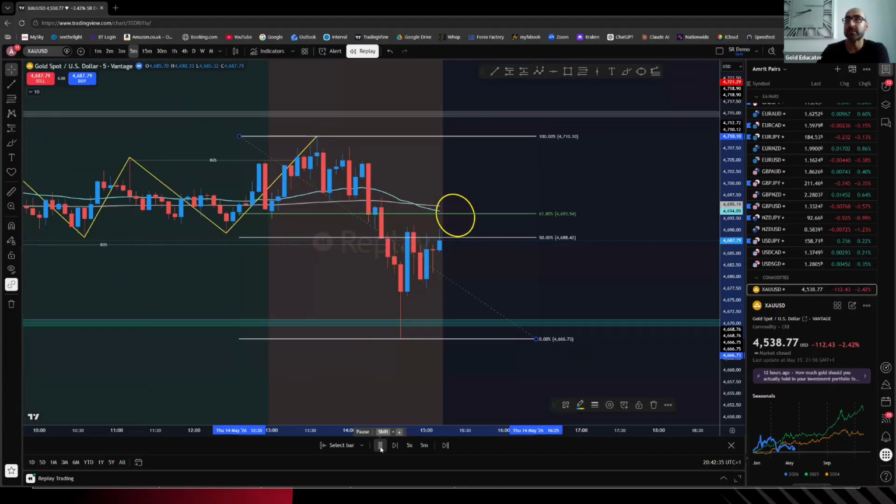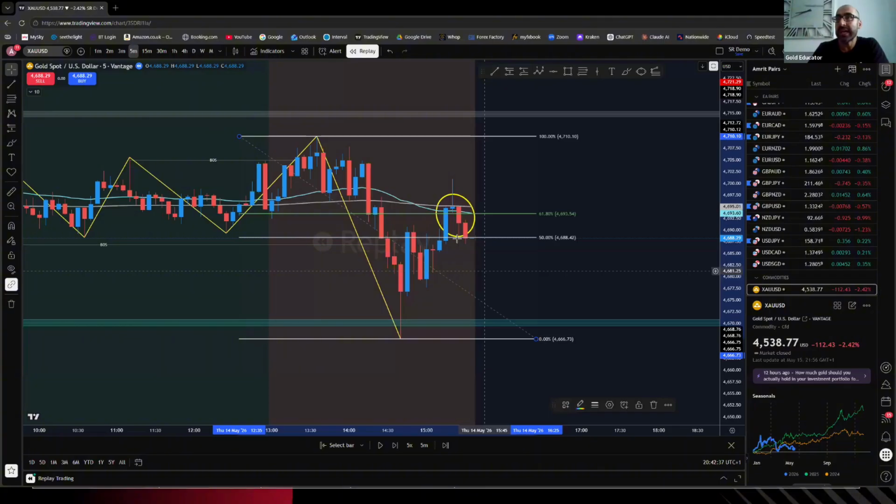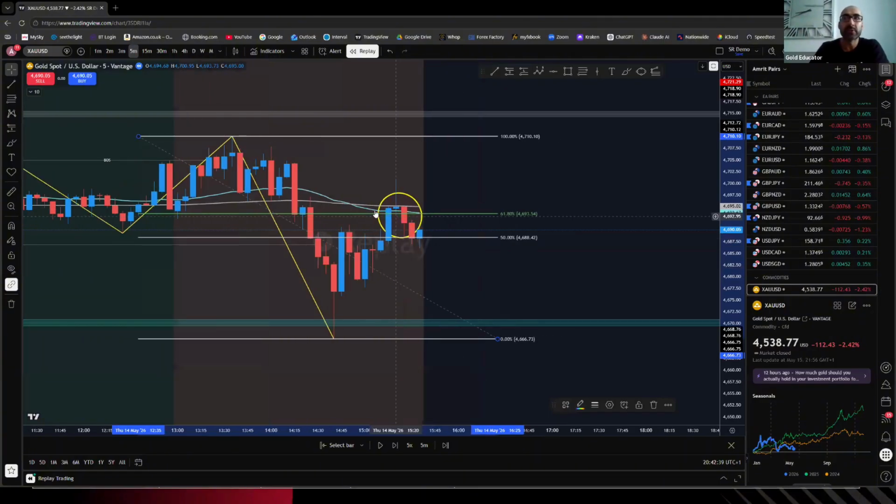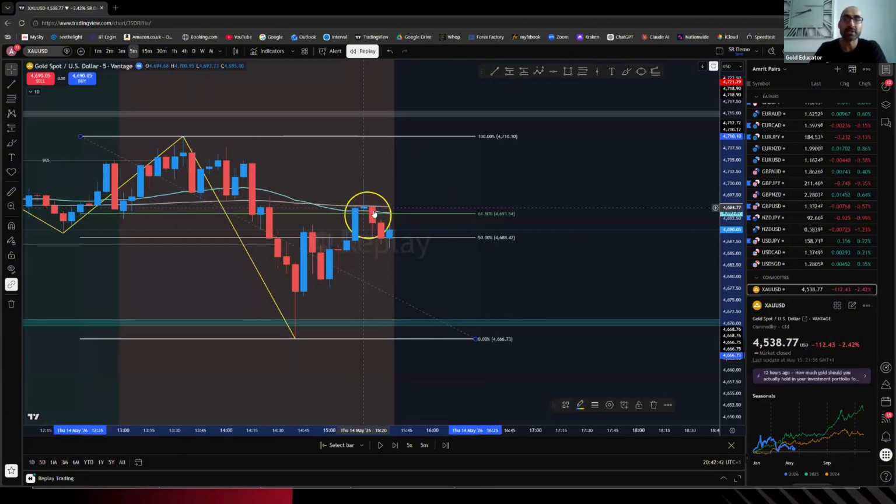Let's see. So at this particular point, this engulfing candlestick pattern, I don't like that much because it's a very, very small candle body there. But by all means, by definition, it is an engulfing candlestick pattern. So you can enter the trade there.